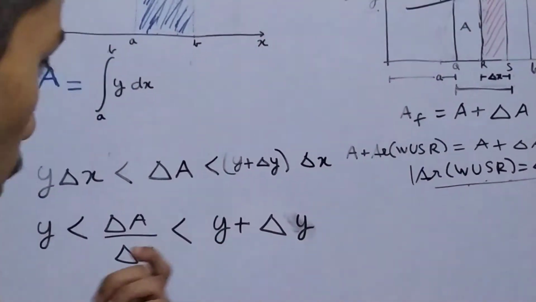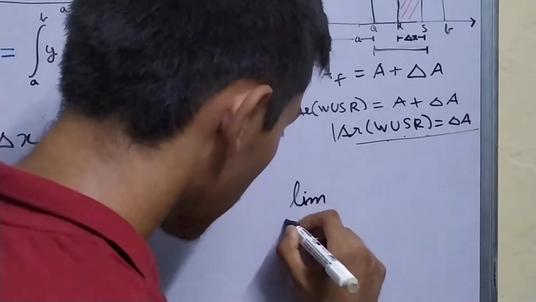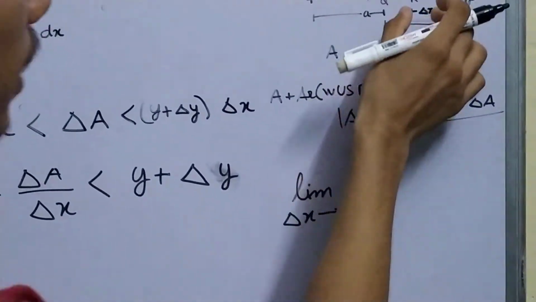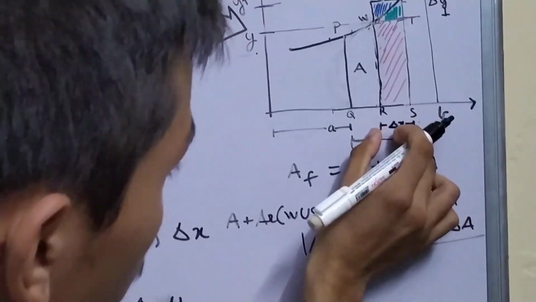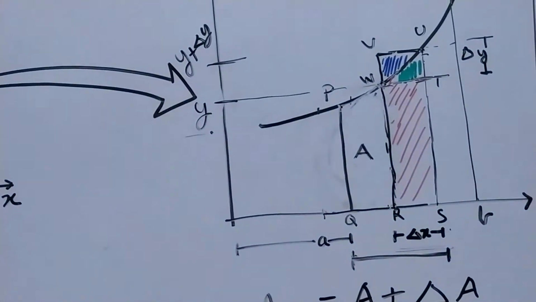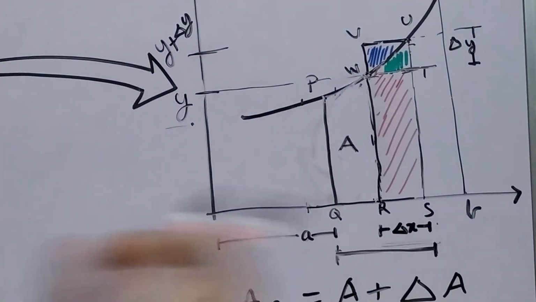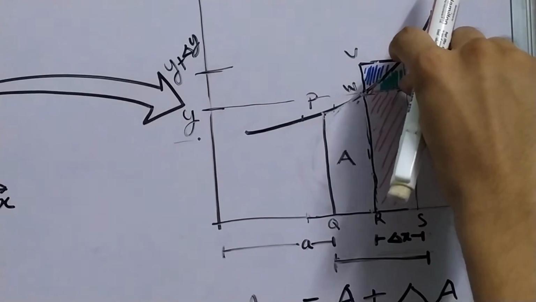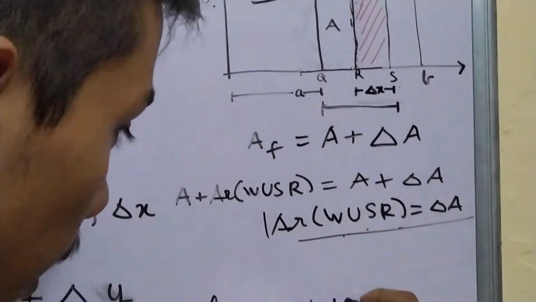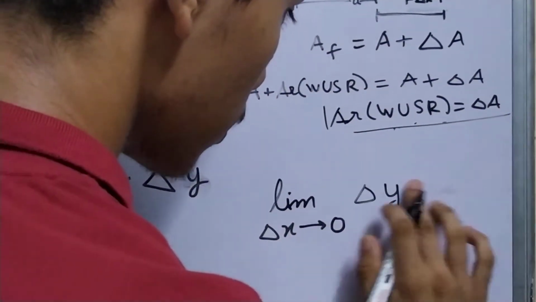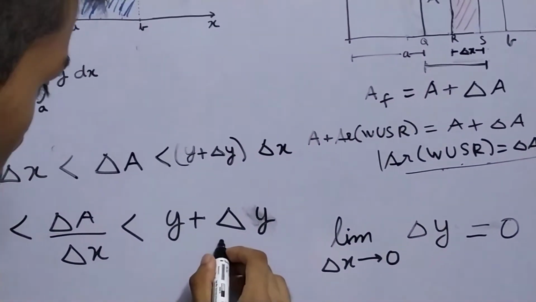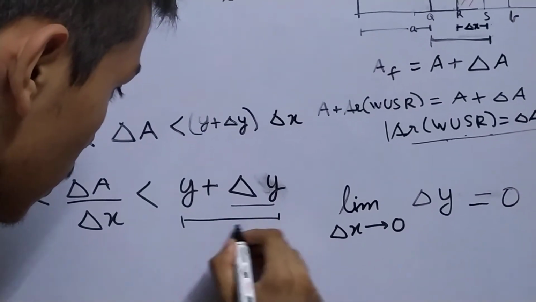Now what we are going to do is take the limit as delta x approaches 0. What we mean is r and s will come closer and closer to r, so these two lines will come closer and closer. As delta x goes towards 0, your variation in y will also go towards 0, so delta y will also go to 0. So this entire expression will become y.